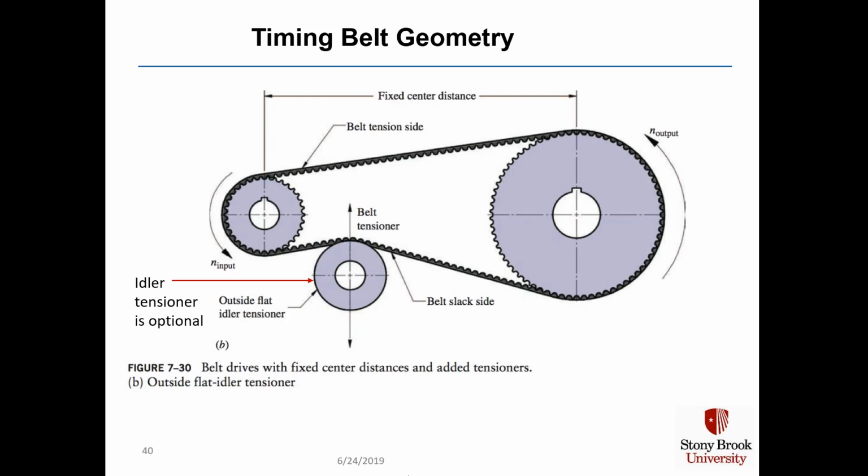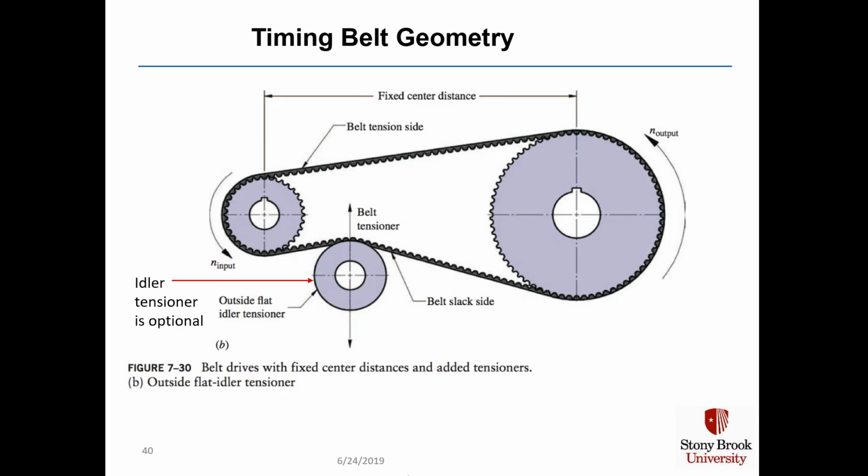Here's a diagram of timing belt geometry. The belt tension side, in this case, is on the top. The belt slack side is on the bottom, and you need an outside flat idler tension to have an acceptable amount of tension on the slack side.